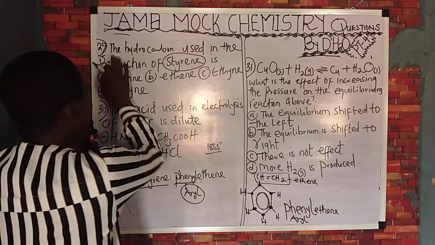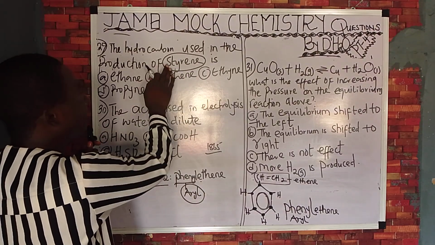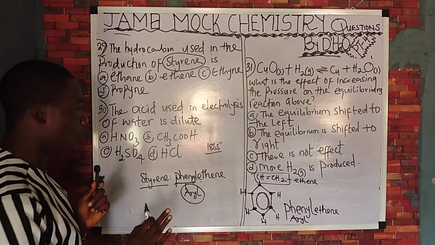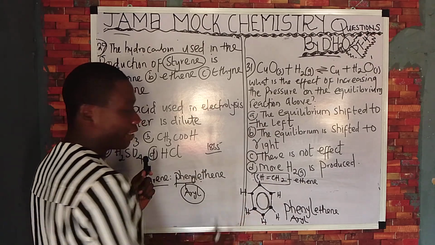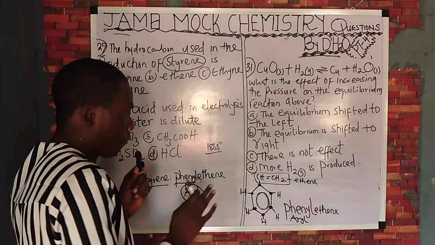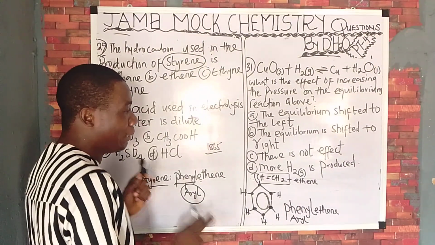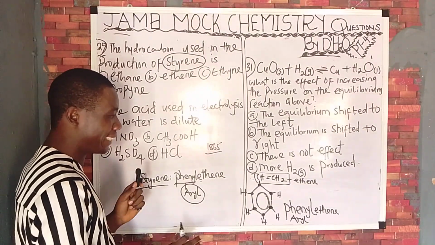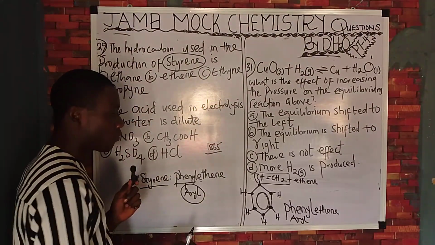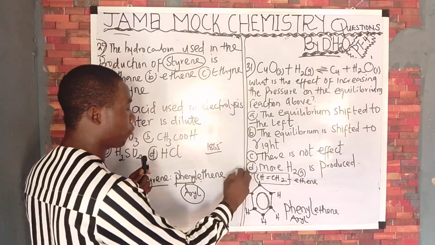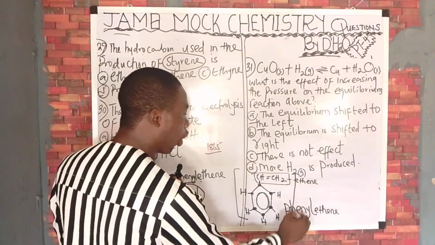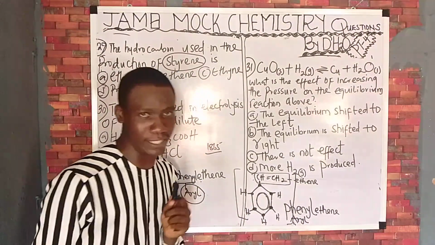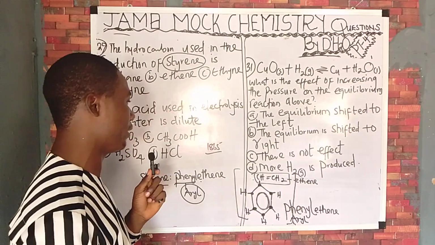So when the question says the hydrocarbon used in the production of styrene is what? It's very simple. You need phenyl and you need ethene. So we have to look for phenyl and ethene, or basically benzene and ethene. Benzene and ethene will give us phenylethene, also called styrene. A repeating monomer of phenylethene is called polyphenylethene, also called polystyrene.